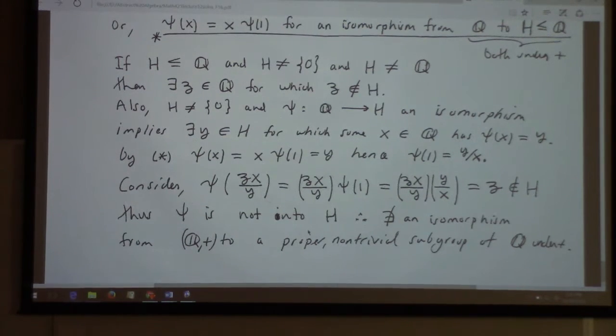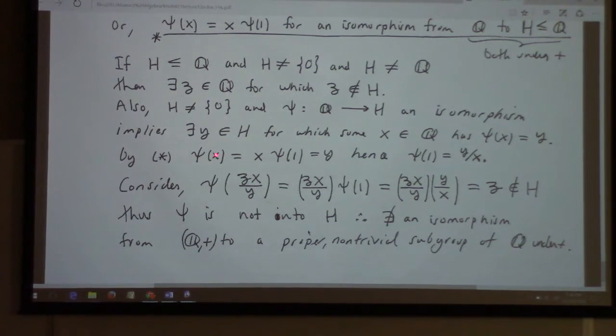All right, so if H is a subset of the rationals and it's not 0, right? It was a non-trivial subset. And it's not equal to the rational numbers, what does that mean? That means that there is some Z in Q which is not in H. The fact that H is non-zero and that psi is an isomorphism means that there's some Y in H and some X in Q which has psi of X equals Y. It was important to know that that's where I needed the non-triviality of H. That gives me the existence of this Y, and the fact that psi is an isomorphism means that some X maps to it.